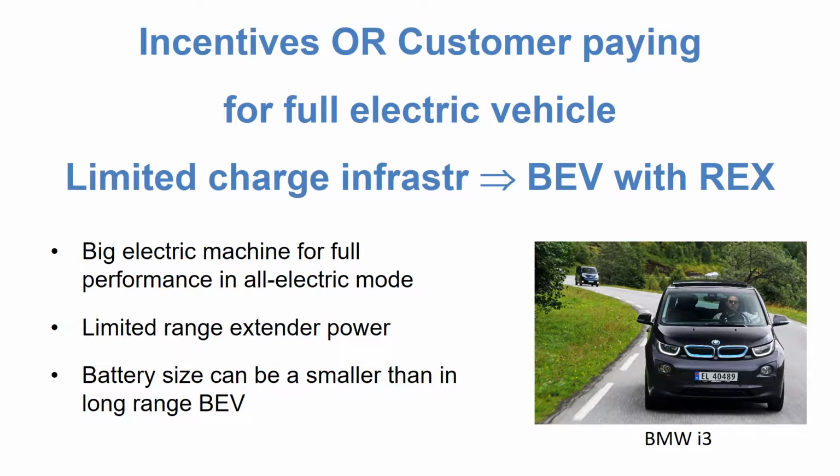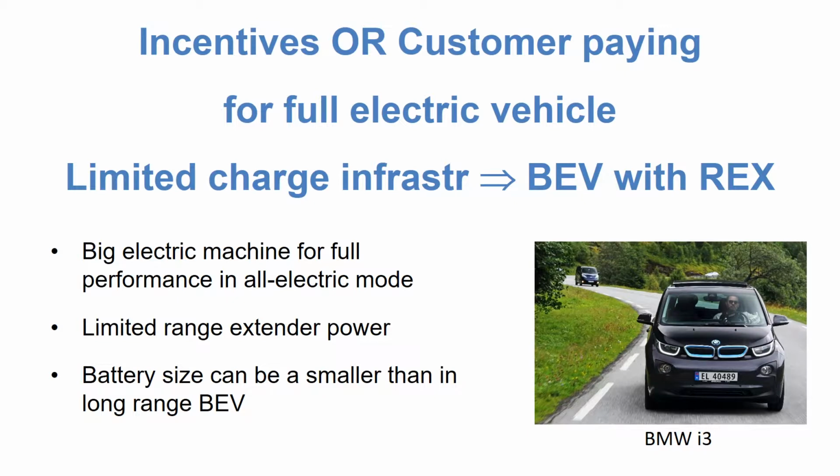To save money and space, the power of the range extender is limited, such that it can only provide the average power needed for long trips. Even when running on the range extender, the battery will have to supply the power for a short time during accelerations and later be charged again by the range extender.